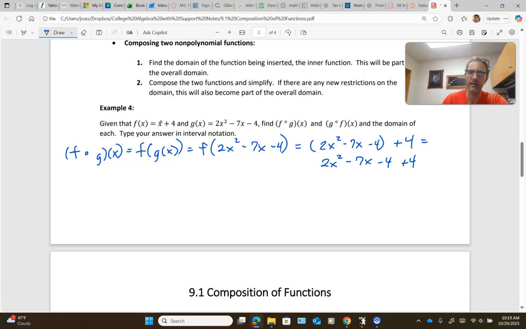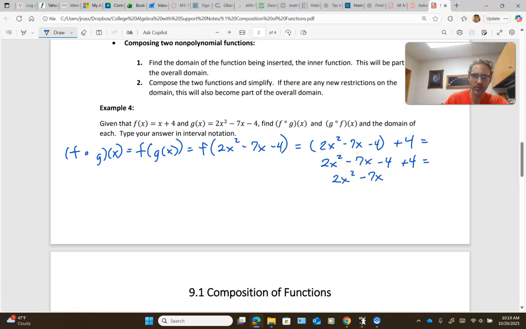And I can simplify this a little bit. Those two constants are going to cancel, and I'm going to end up with 2x squared minus 7x. Okay, so that is what f composed of g of x is. It's this new quadratic function.